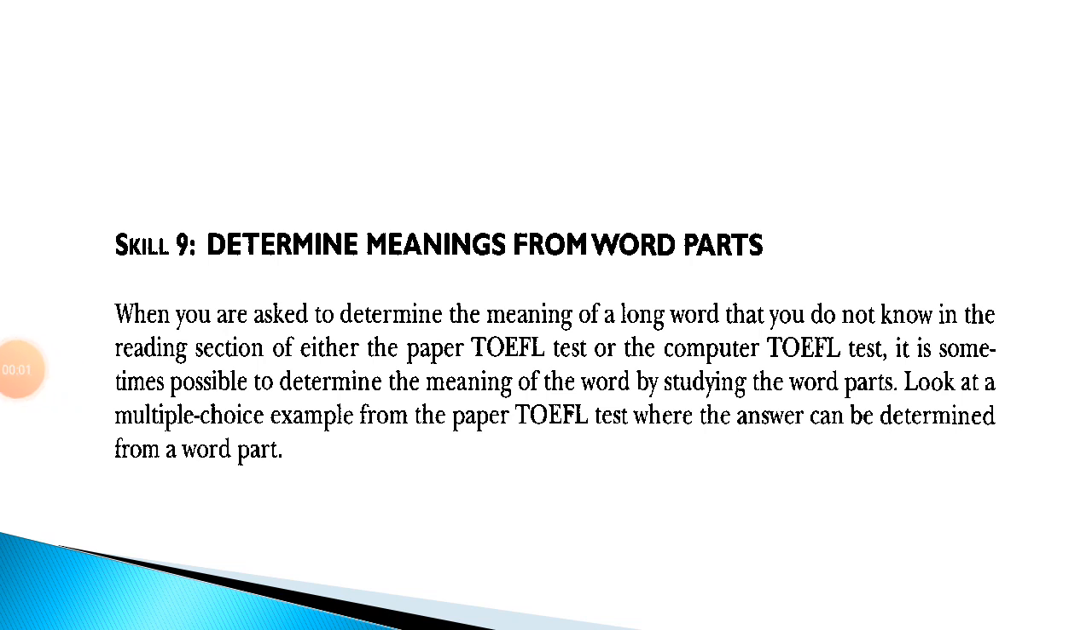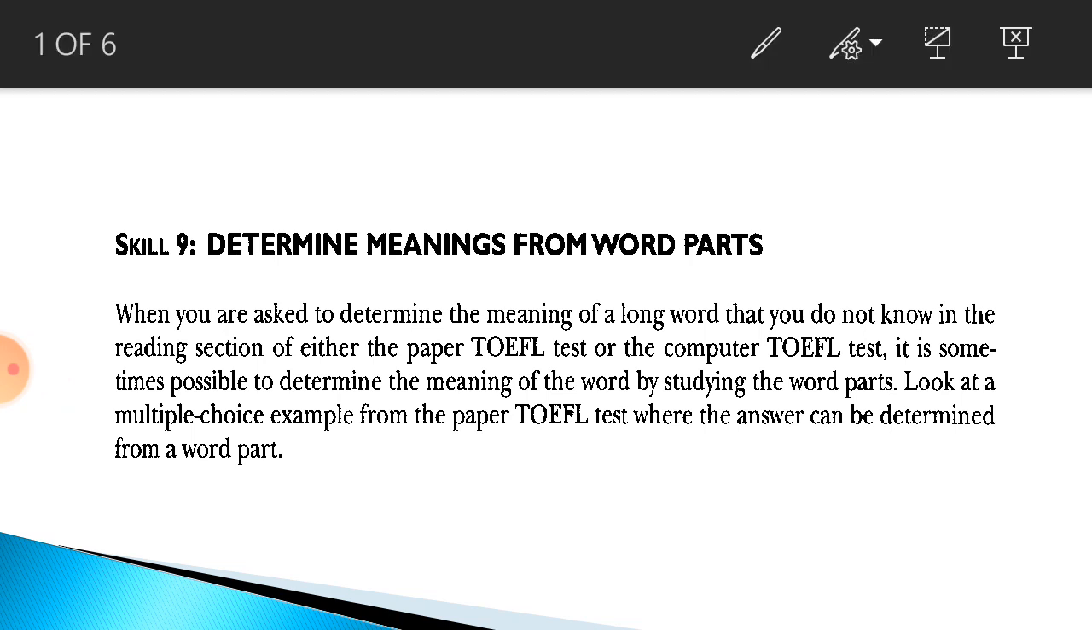Skill number 9 from the reading part: determine meanings from word parts. When you are asked to determine the meaning of a long word that you do not know in the reading section, it is sometimes possible to determine the meaning of the word by studying the word parts. Now let's check this example together.